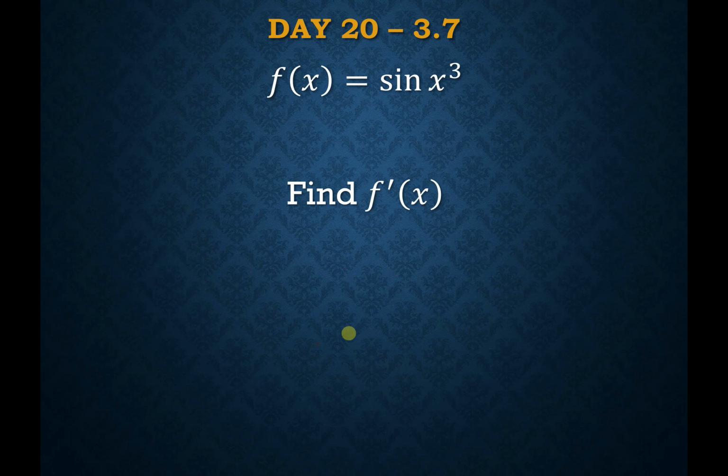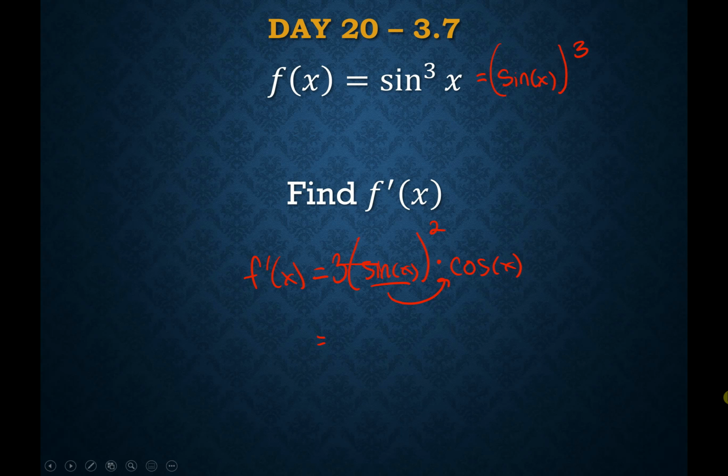If you wanted to write this a little bit more nicely, you could say it's 3 sine squared of x times cosine of x, but you don't have to do that. All right, let's try another. Ready, set, go.